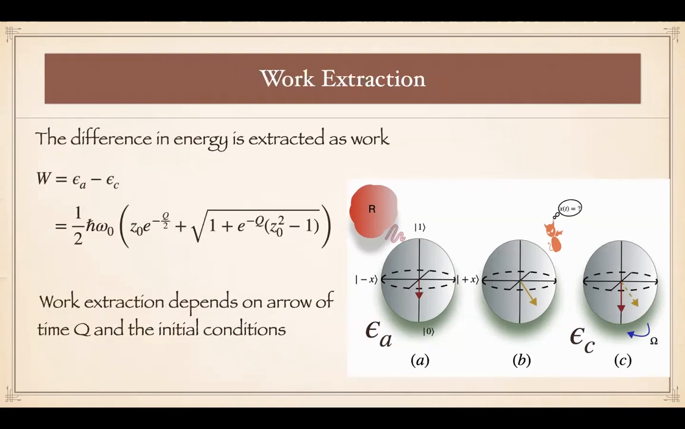So what is the extracted work? Let's say, what is the energy after the end of the feedback and the measurement? This is given by this expression, and you can clearly see that it depends on Q. So the summary of this expression is that the work extraction during all this process depends on one single quantity, Q, and the initial conditions, nothing more than that.